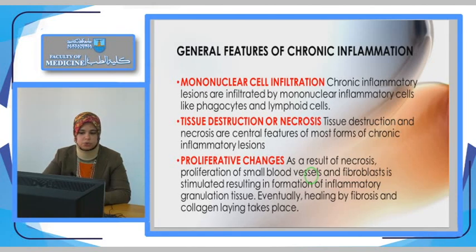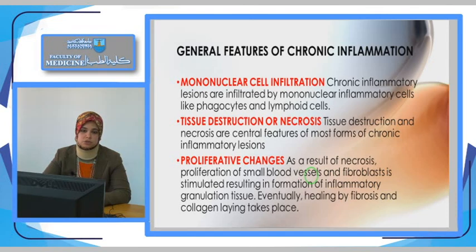Tissue destruction or necrosis happens. Tissue destruction and necrosis are central features of most chronic inflammatory lesions, as we took in the definition. Proliferative changes: as a result of necrosis, proliferation of small blood vessels and fibroblasts occurs, leading to the formation of what's known as granulation tissue.